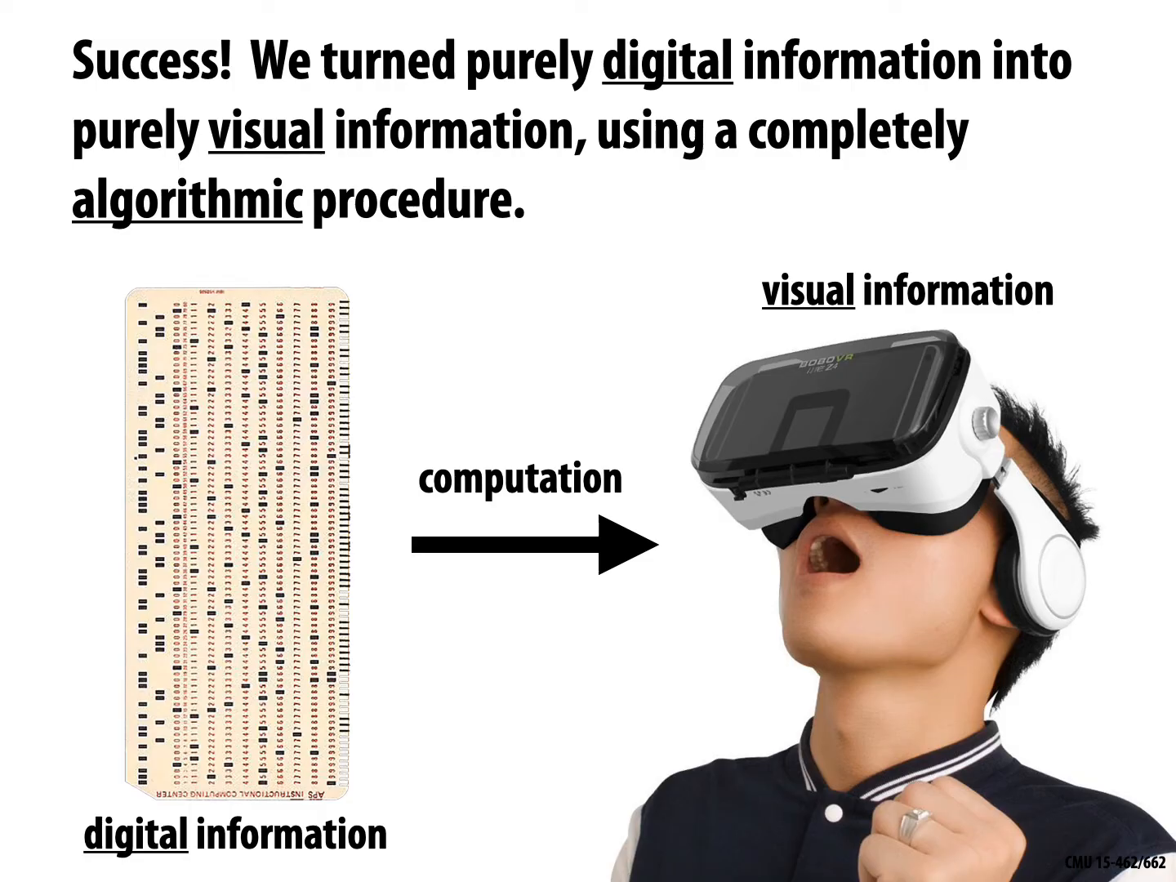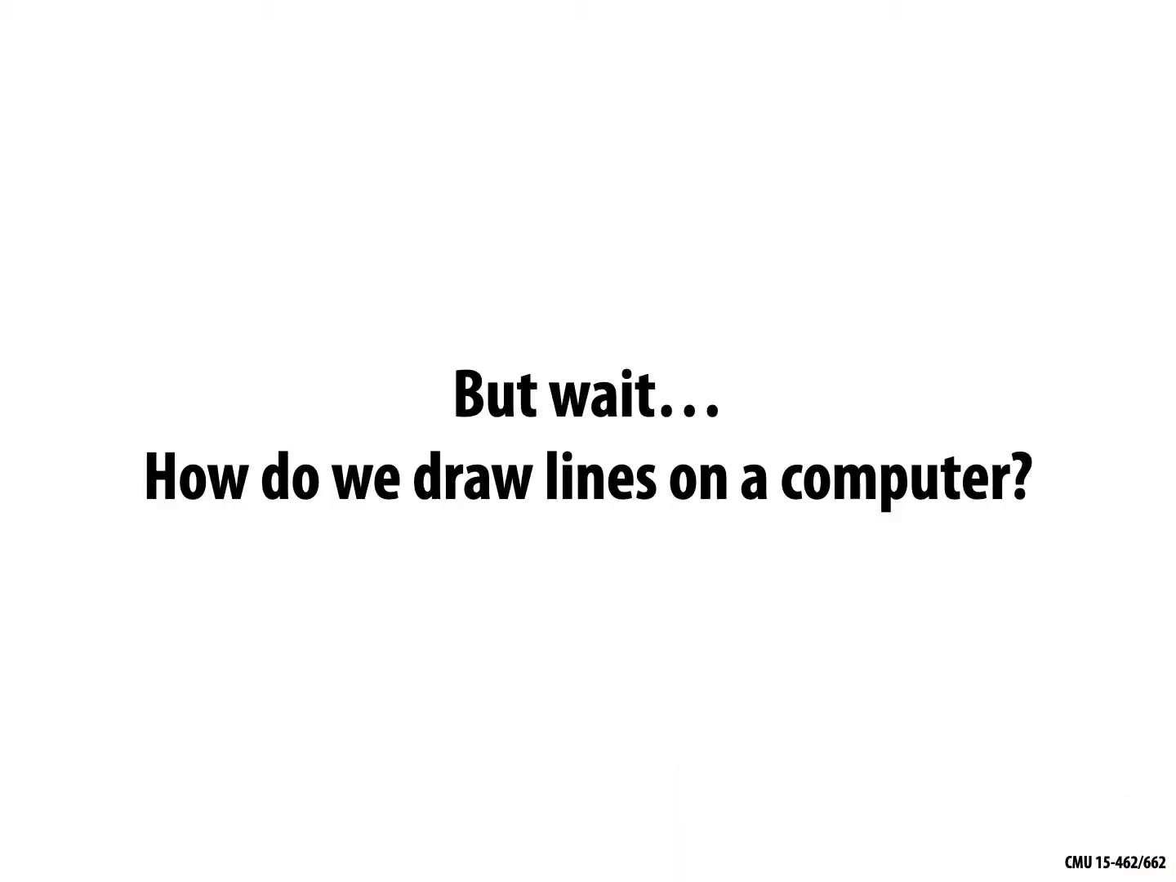But actually, it's a little bit of a lie, right? There was one part of our process that was not really very digital. It was pretty analog, let's say, because we didn't really talk about how you would draw lines on a computer. We relied on maybe drawing lines with a pencil on paper. Okay? So to even start thinking about this question, how do we draw lines on a computer, we have to start talking about how an image is represented on a computer.